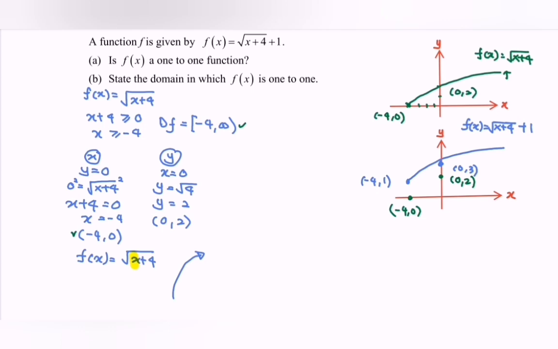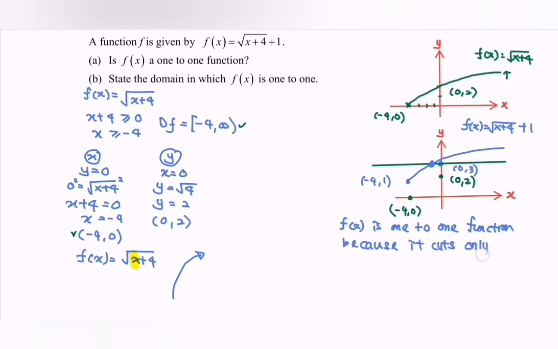So is this situation a one-to-one function? By using the horizontal line test, we draw a horizontal line, and we notice that it only intersects at one point. Then we can say f(x) is a one-to-one function, because it cuts only one point. Then state the domain in which f(x) is a one-to-one function. The domain will be the same, which is negative 4 until infinity. So that is the graphical method.